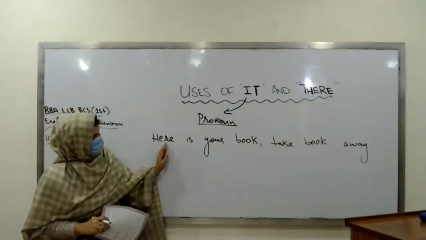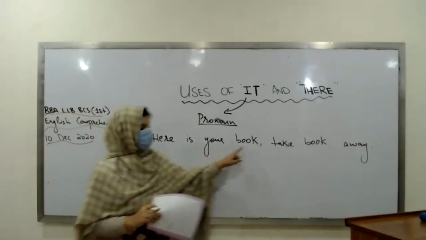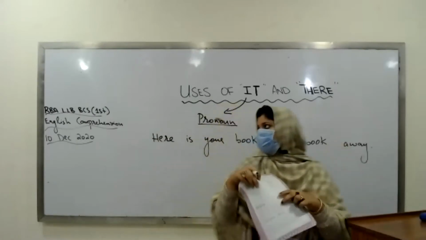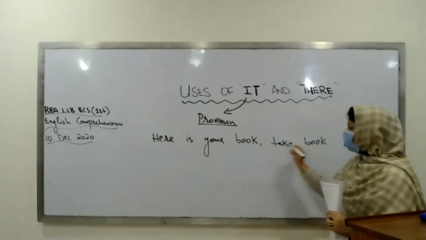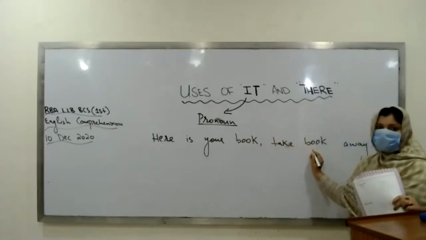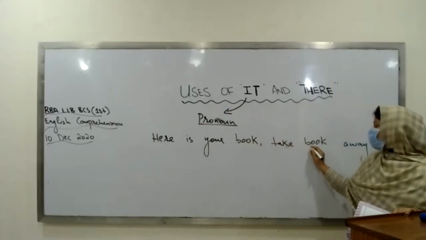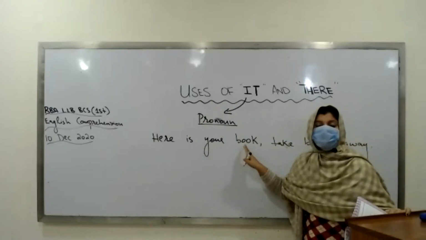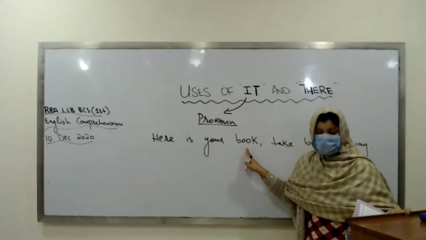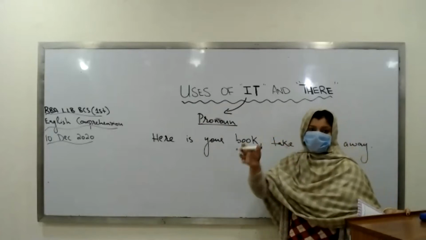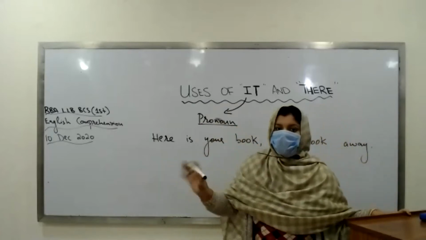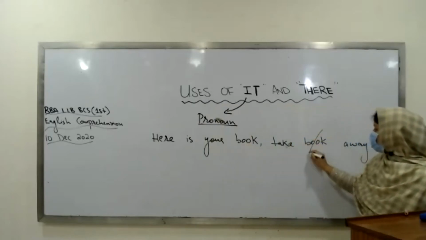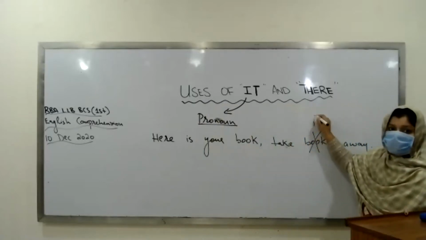Okay, now the example is here. Here is your book. Take book away. Now here the repetition of this book has been done one time, and a second time it has been repeated again. So to avoid this repetition of book, and what is this book? It is a thing without life, right? As you know, we use he, she for male or female, whereas this book is a thing without life. So to avoid this repetition of book, we will use it here.